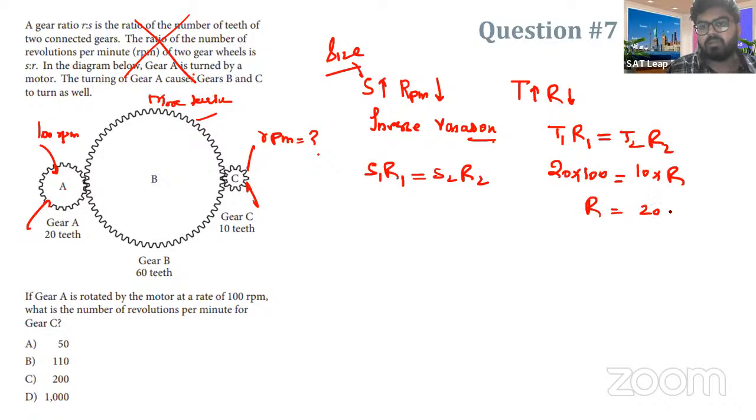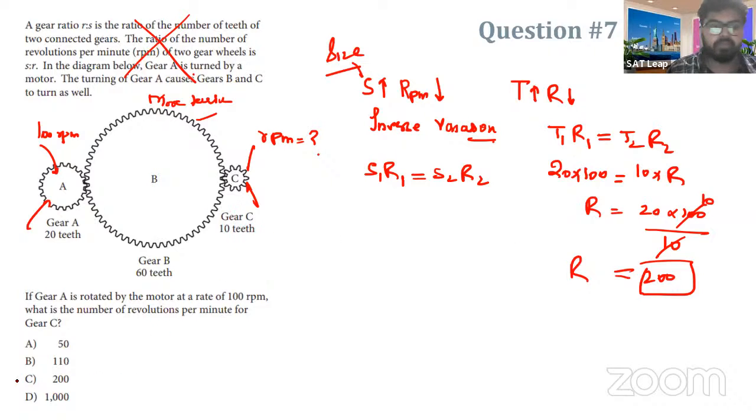So R is 20 into 100 divided by 10. So 10 times 100 is 200. So the RPM that gear C will be making is 200, which is option C. So do I really need to care about all the wordy information given here? No, I just need to worry about the variation part and the logic part. If the size increases, RPM decreases, inverse variation, product constant, and we are done with the question within seconds, and that too without losing any accuracy.